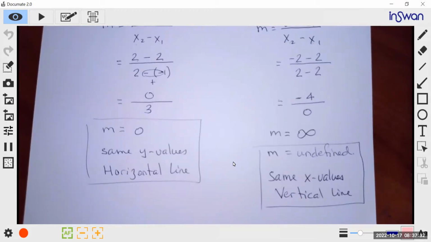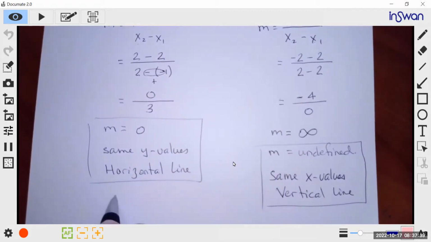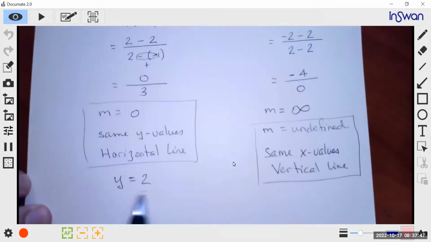And the equations of the lines are just as simple. If I have the same y values, then the equation of my line is whatever my y value is. In this case, it's y equals 2. Since both of my y values are the same, that's the equation of my line.